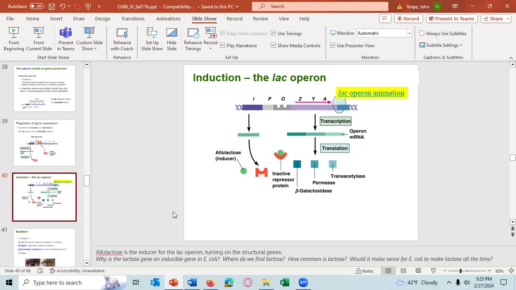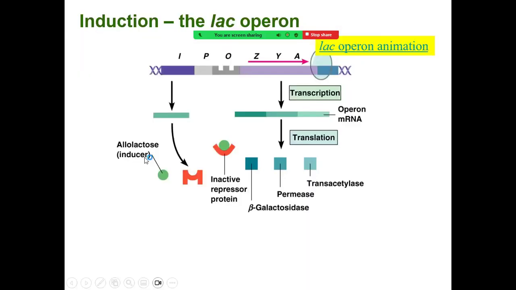And that would be something like an E. coli on a dairy farm, and it happens to fall into a bucket of milk. The only sugar it's going to find is the sugar lactose. E. coli would then want to turn on the lac operon. How it does that is it has an inducer which activates the lac operon.